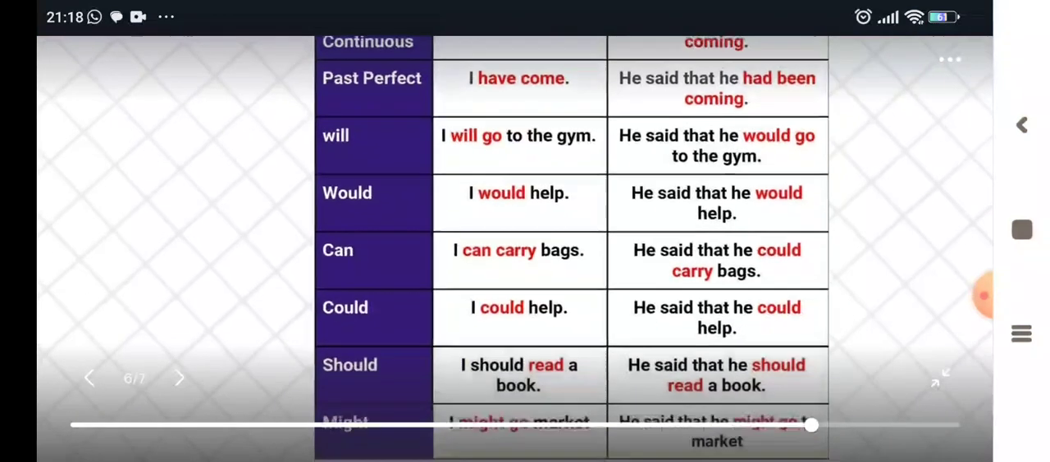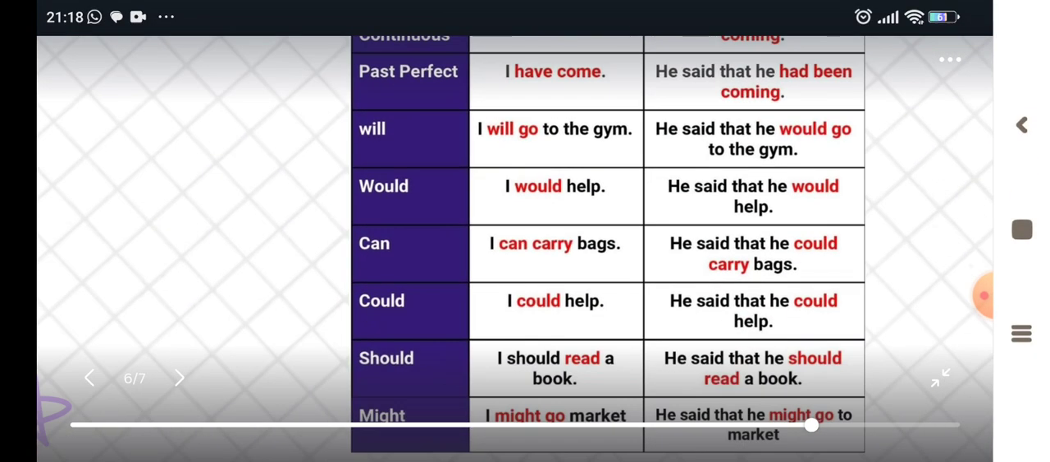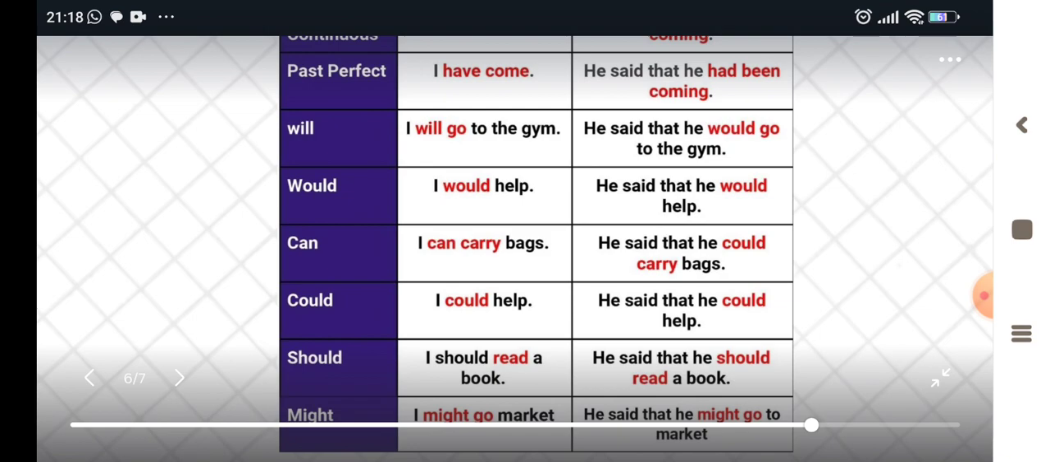Can. I can carry bags. What did he say in indirect speech? He said that he could help. Should. I should read a book. What did he say in indirect speech? He said that he should read a book.